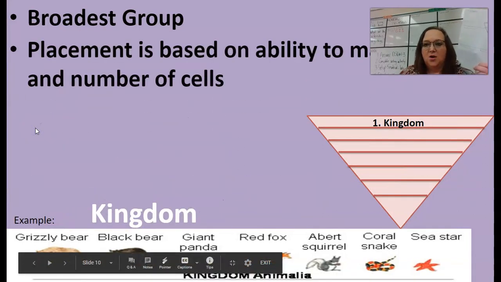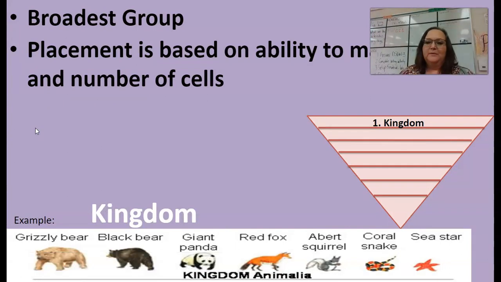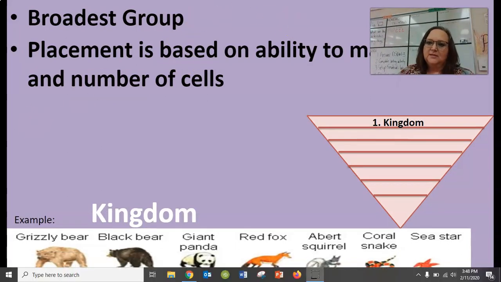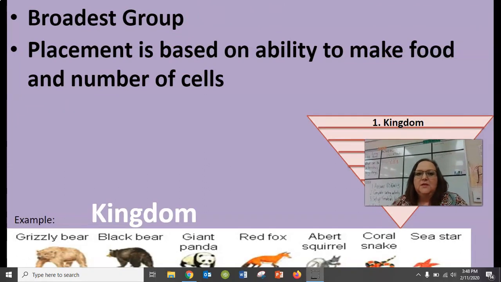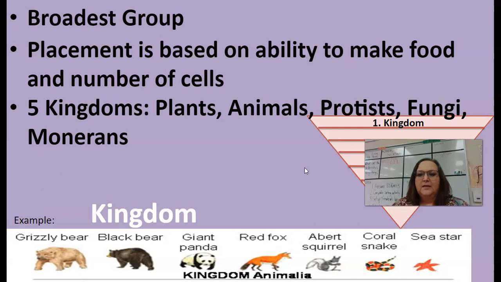The kingdom is also where they place them. The scientists place the organisms in kingdoms based on their ability to make food and the number of cells they have. So are they an autotroph or a heterotroph? And are they a unicellular organism? That means they only have one cell. Or are they a multicellular organism? They're made up of many cells. There are 5 kingdoms that we're going to talk about: plants, animals, protists, fungi, and monerans.